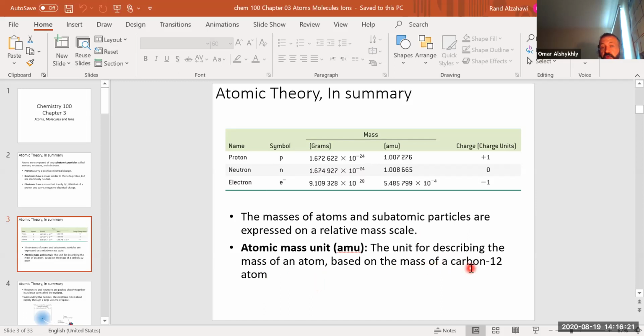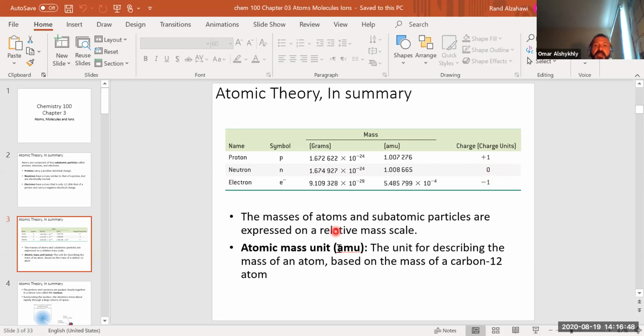The atomic mass unit is the unit for describing the mass of an atom based on the mass of the carbon-12 atom. So here, for example, this is the mass of the proton, which represents approximately 1 atomic mass unit. This is the mass of the neutron, also approximately 1 atomic mass unit. But the electron is about 10 to the negative 4 atomic mass unit, so we will ignore it. But the electron is still an important subatomic particle because it has a charge.